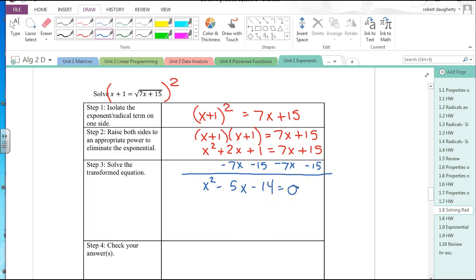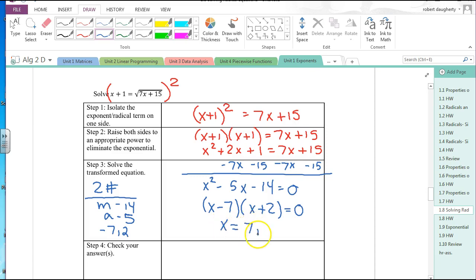That will solve if I can find two numbers that do what? Yeah, multiply to negative 14 and add to what? Negative 5. What numbers multiply to negative 14 and add to negative 5? Negative 7, positive 2. So that means the factorization is what? Yeah, x minus 7 times x plus 2. Therefore, x is equal to what? 7 or negative 2.